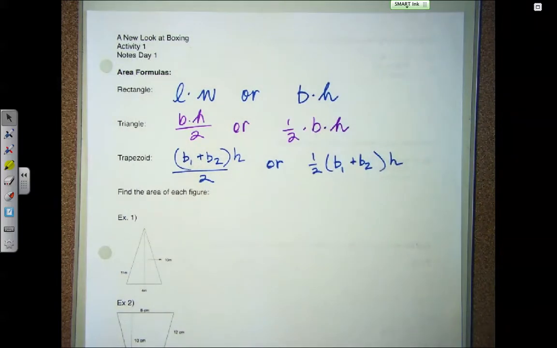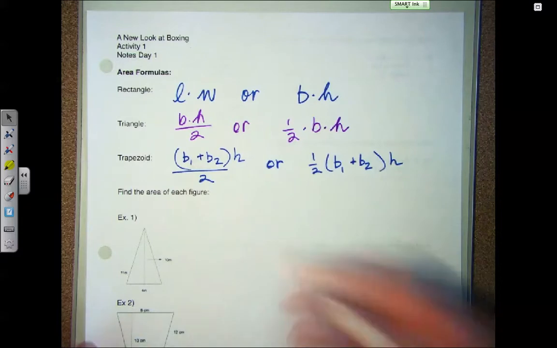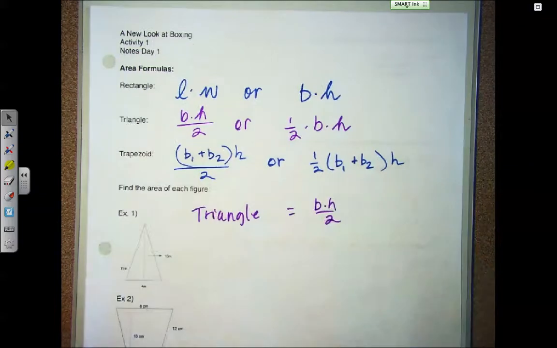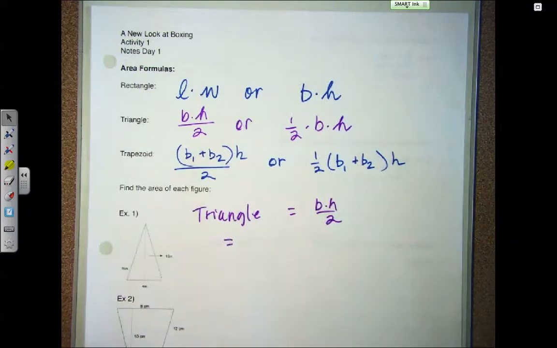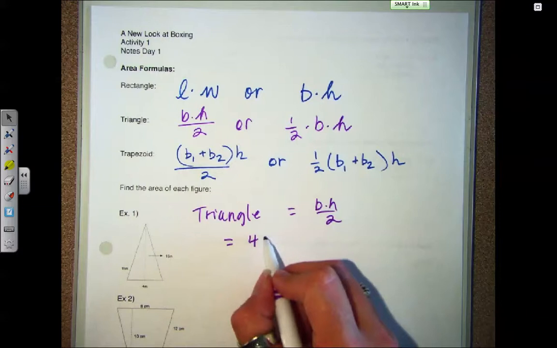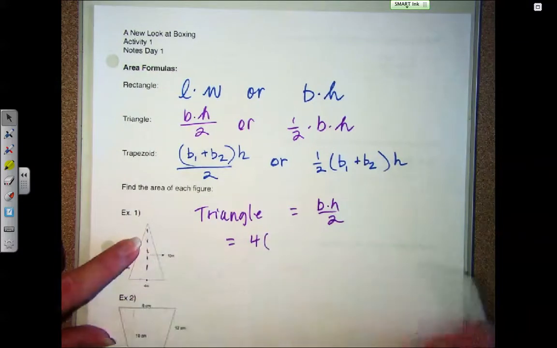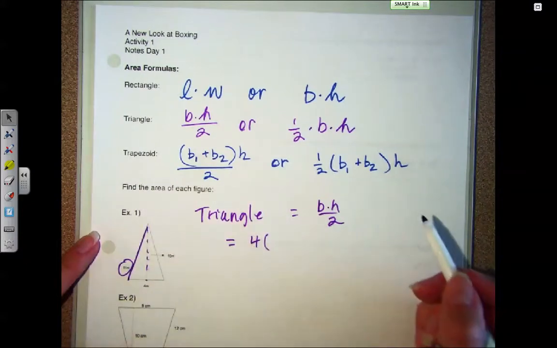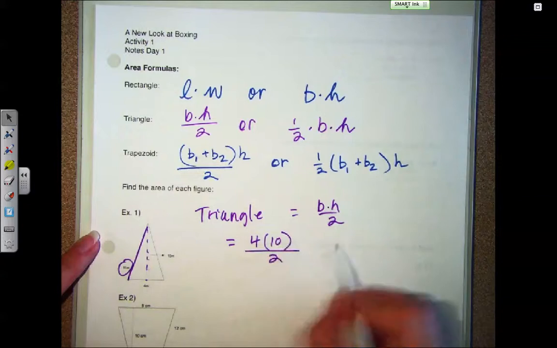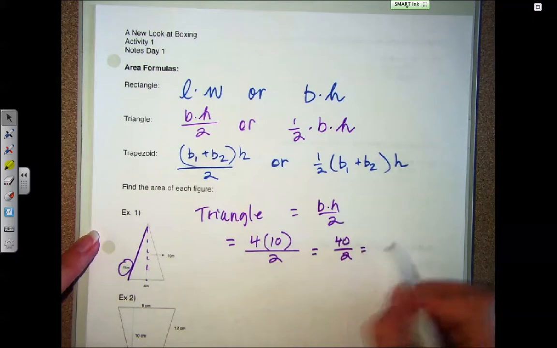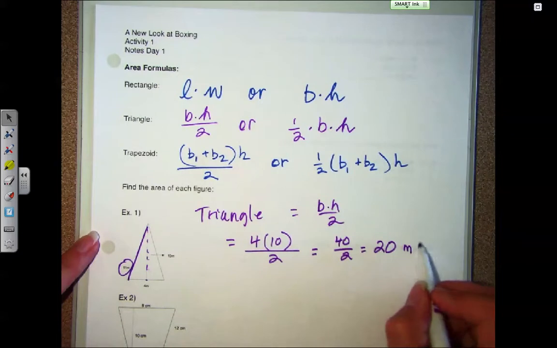All right, example 1. What shape do we have? Triangle. And the formula for a triangle is base times height divided by 2. Okay. What is the base on my triangle? 4. What is my height? No, 10. This is the height, also called the altitude. The 11 measures the length of this side. So your height is 10. 4 times 10 gives us 40, divided by 2 gives us, my units are meters squared. Very nice.